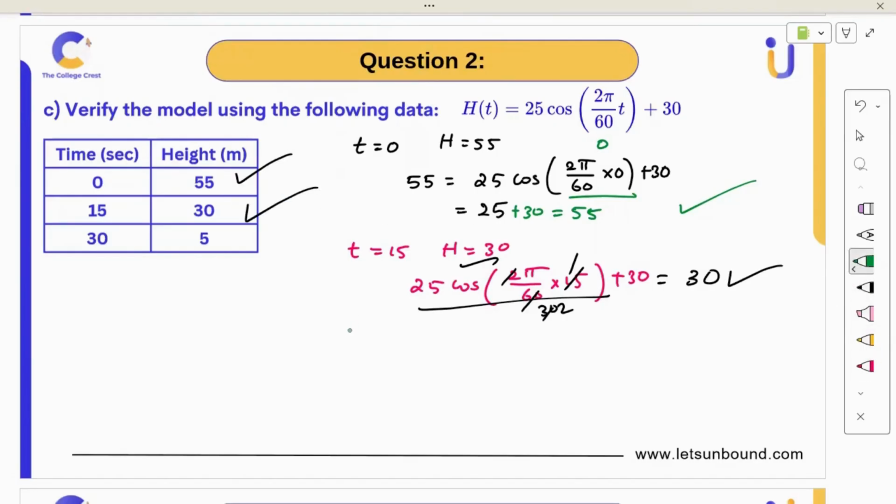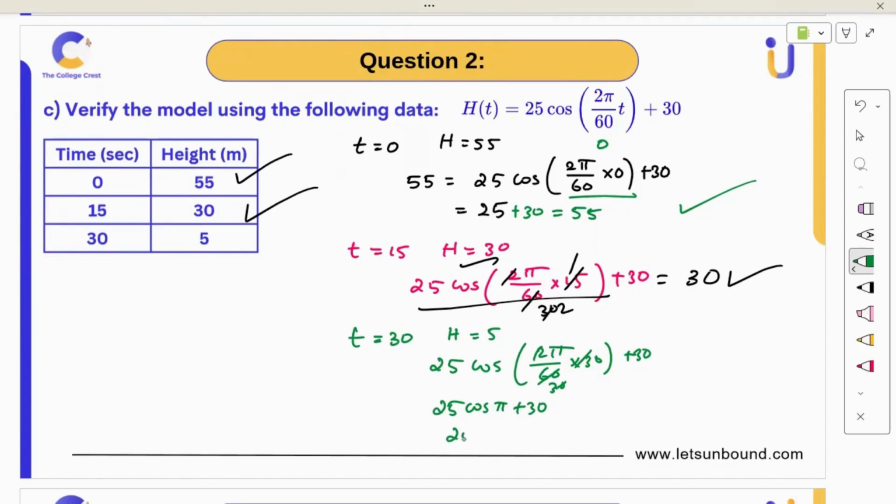The last part, t is 30, height is 5. So let's substitute 25 cos 2 pi by 60 times 30 plus 30. So the 30s cancel: 25 cos pi plus 30. Cos pi is what? It's minus 1, right? So 25 times negative 1 plus 30, which is 30 minus 25, equals 5. That's also verified. So yes, this model perfectly aligns with the table of values given here, and also the equation. Everything is perfect. So the model is verified, right?